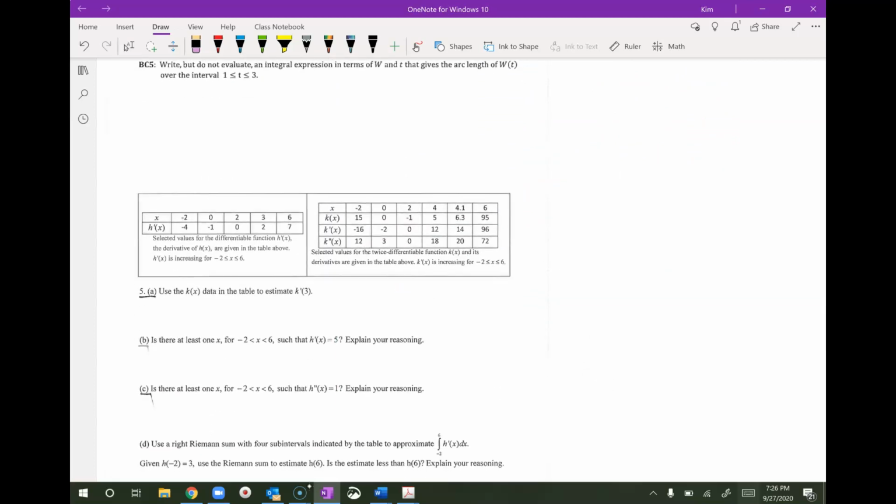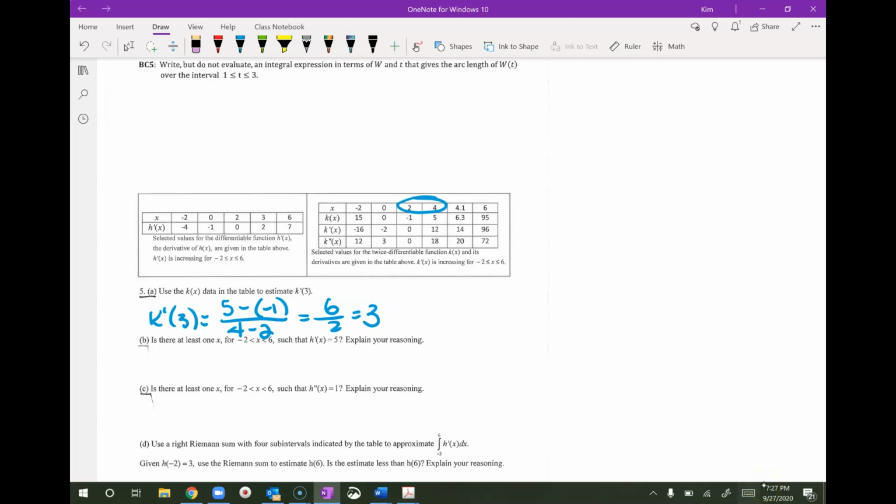All right, using the data in the table to estimate k prime of 3. So we want to go as close to 3 as we can. That would be 2 and 4. And so k prime of 3 is 5 minus a negative 1 over 4 minus 2, or 6 over 2, which is 3. So k prime of 3 is approximately 3. And hopefully we've done enough of those that now you're comfortable with them.